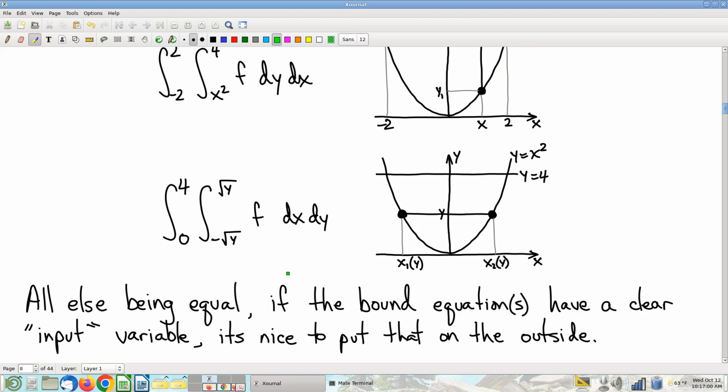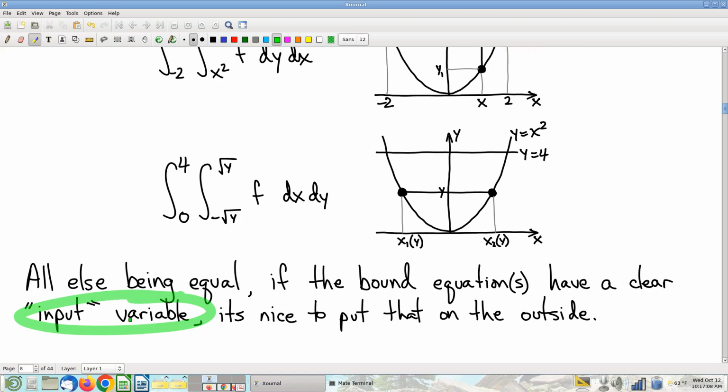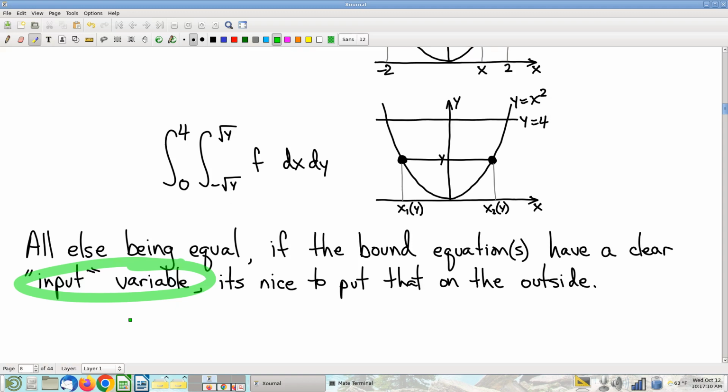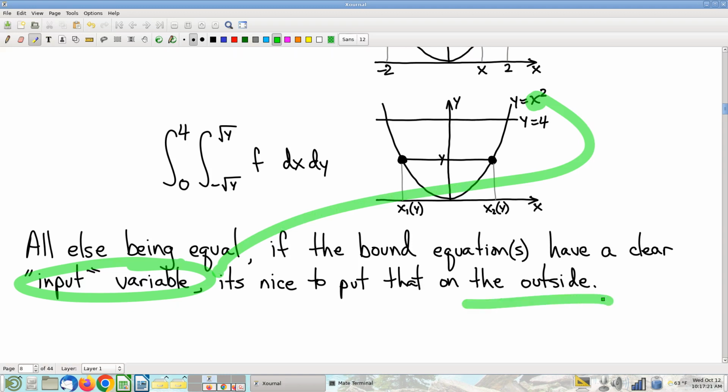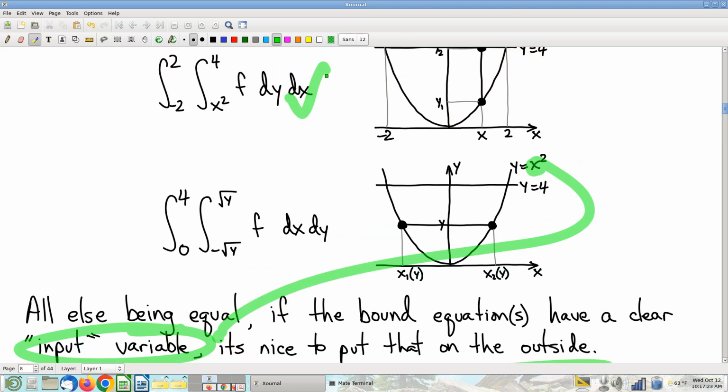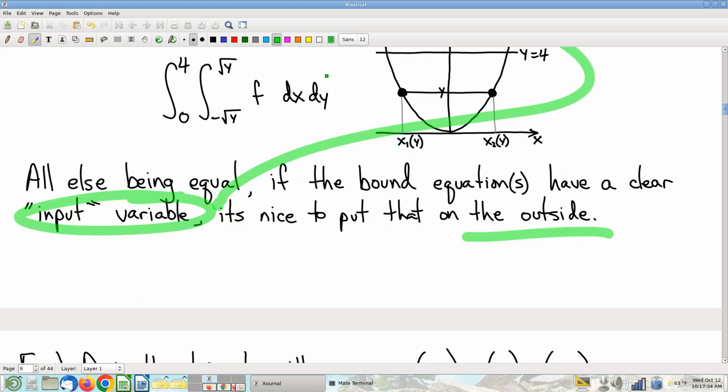Well, a rough rule of thumb: whatever you view as your most clearly desirable input variable, and here I think x is pretty clearly what we want to view as the input variable, put that on the outside. You put that on the outside, and then you won't have to solve for it. Roughly speaking, that's the upshot. So that's a good lesson, and I hope y'all will let this guide you when you're deciding which way to do your slicing.